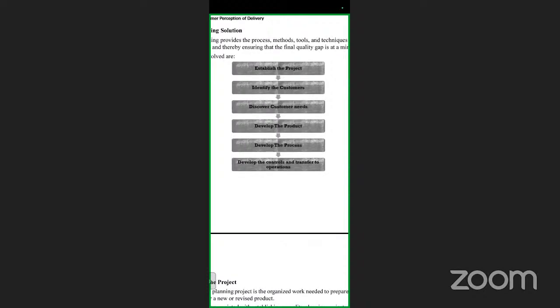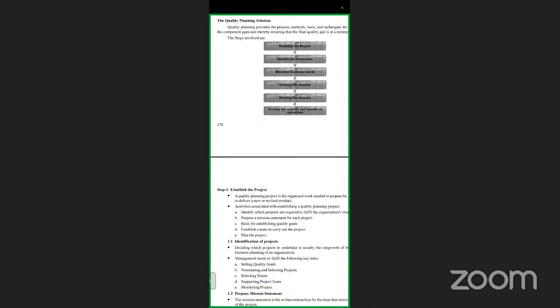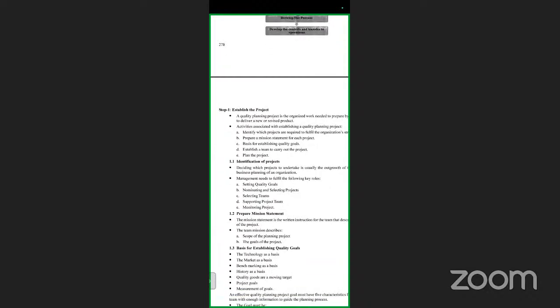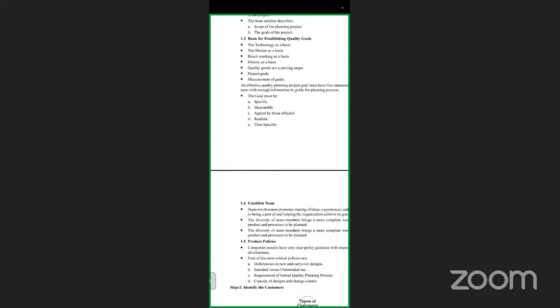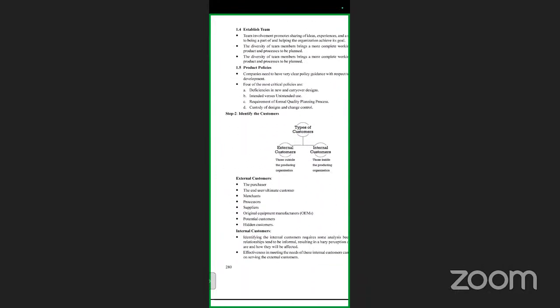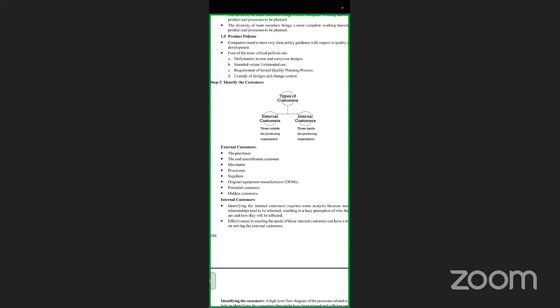The quality planning solution: establish the project, identify the customer, discover the customer need, develop the product, develop the process, develop the control, transfer to operation. Step one, establishment of the project. Already we discussed identifying the projects and preparing the mission statement, basics of establishing quality goals, and establishing team and product policies. Identify customer types, internal customer or external customer. Internal customers are those inside the producing organization; external customers are outside the organization.